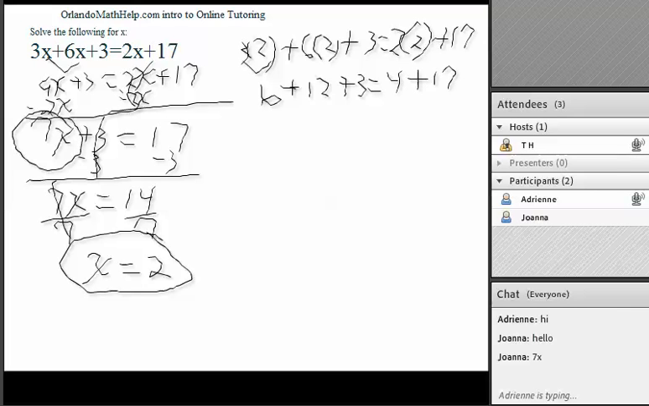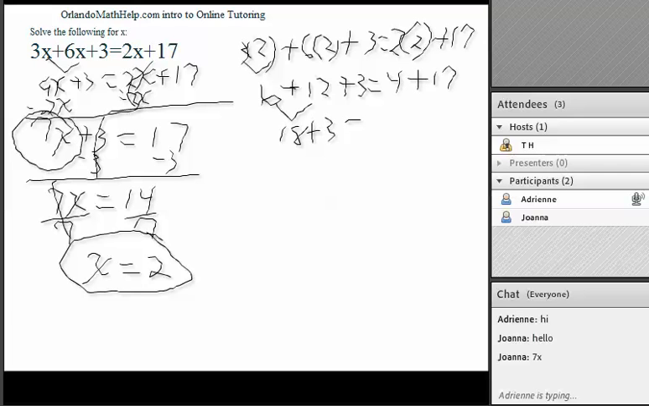Okay, so now remember we work according to order of operations. Order of operations tells us that we have to do the multiplication before we do addition or subtraction. So that's why we did all of our multiplication first. And now we can go and do our addition. 6 plus 12. So 6 plus 12 was 18. Then we bring down our plus 3.